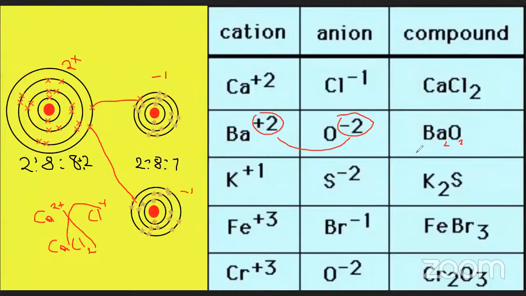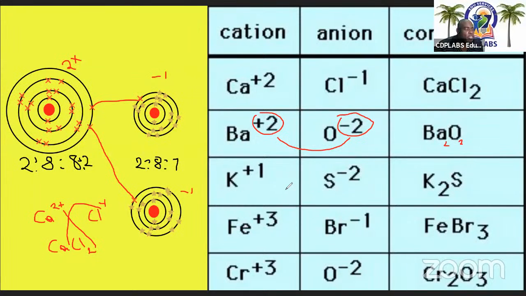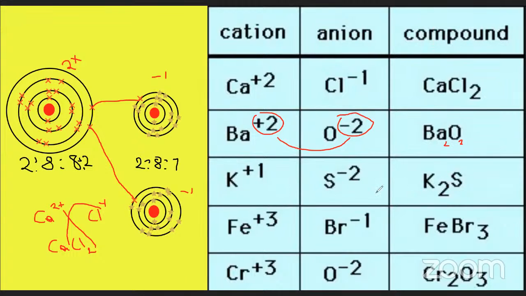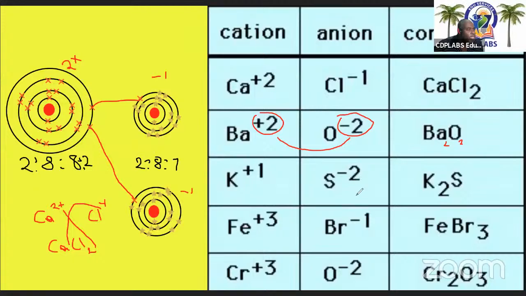Yes, sir. Good. In this case now, they don't cancel out each other. So you have to switch them. So the 2 would come right here. It will come down. And the 1, you don't have to write the 1. The same thing with iron and this one as well. The 3 go here, negative 1 come across.